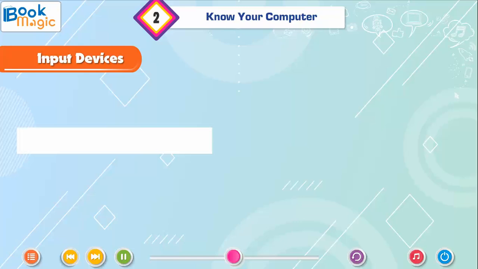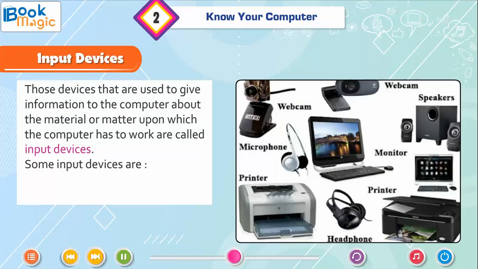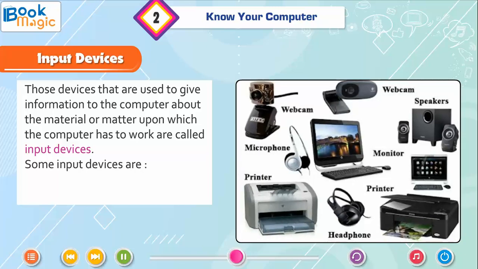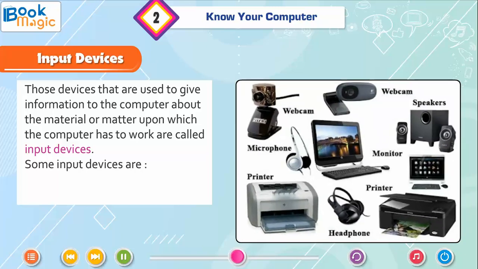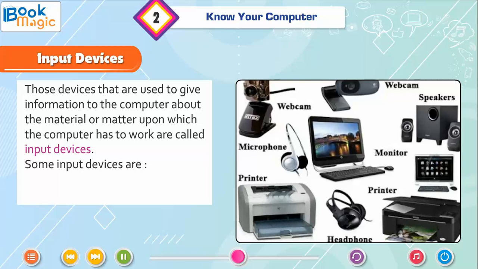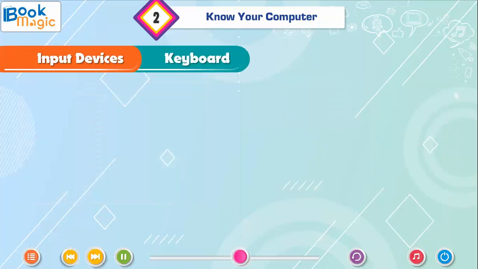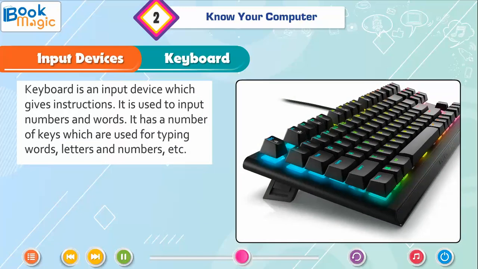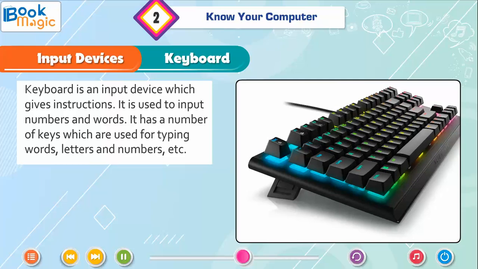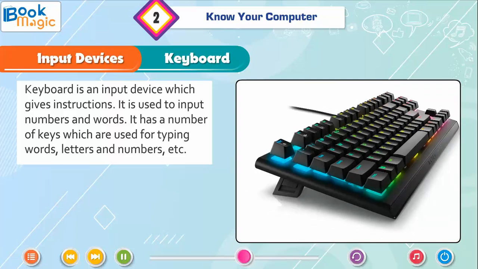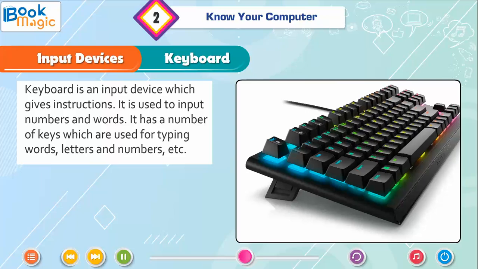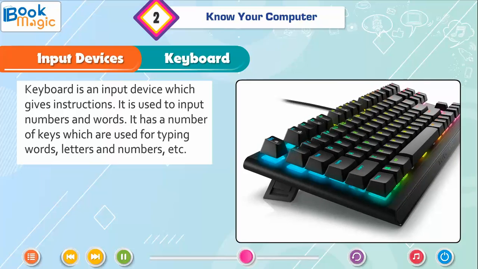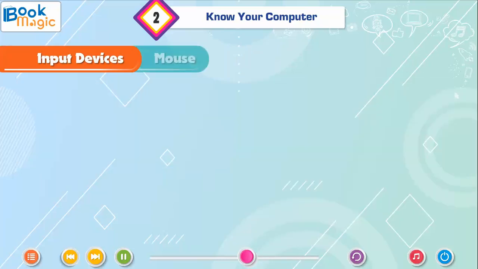Input devices. Those devices that are used to give information to the computer about the material or matter upon which the computer has to work are called input devices. Some input devices are keyboard. Keyboard is an input device which gives instructions. It is used to input numbers and words. It has a number of keys which are used for typing words, letters and numbers, etc.